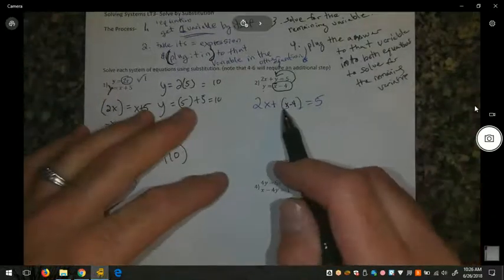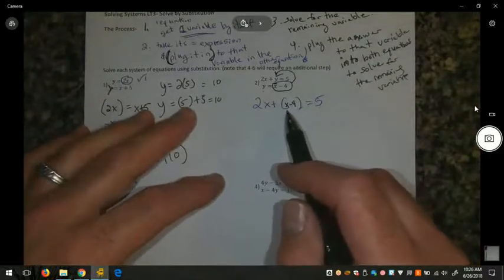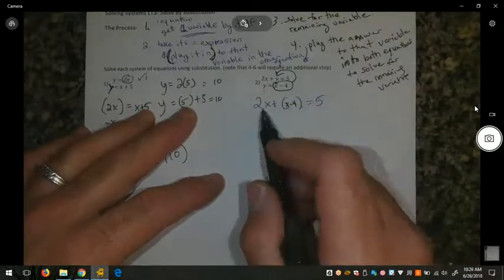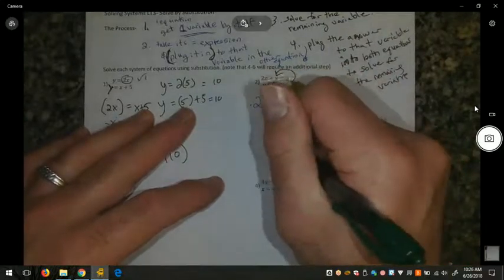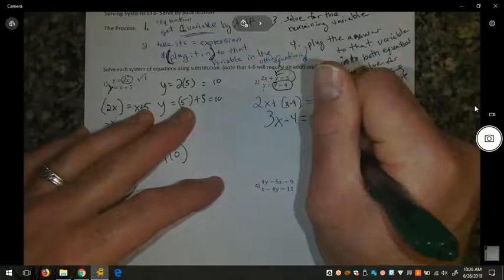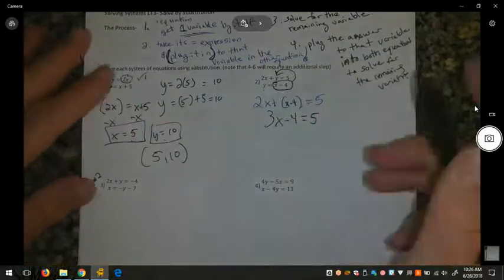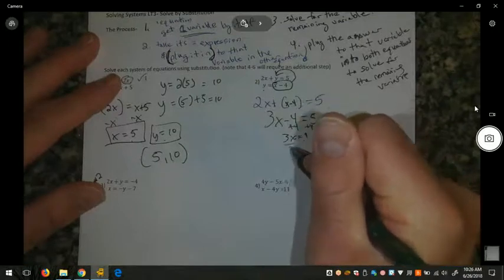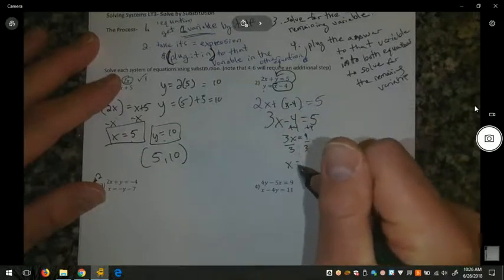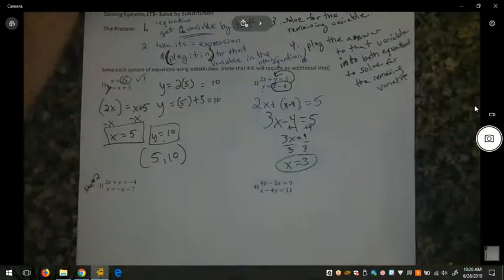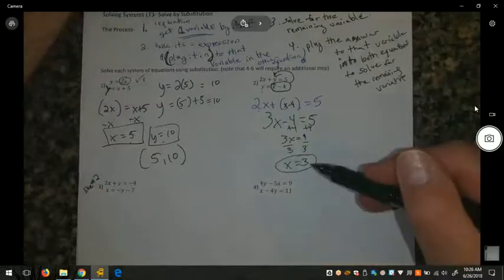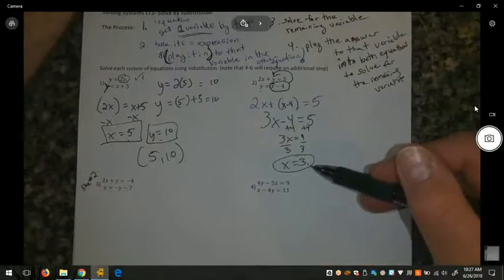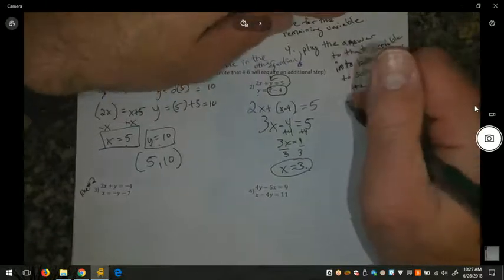I don't have anything to multiply by this parenthesis or nothing to do to simplify it, so I can simply drop it. 2x plus x is 3x, so I have 3x minus 4 equals 5. To solve, I'm going to add 4 to both sides. 3x equals 9. Divide by 3, x equals 3. Now that I have the answer for the x variable, I'm going to plug it into both equations.